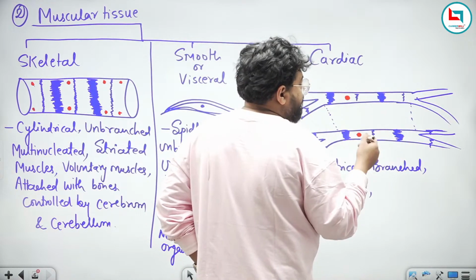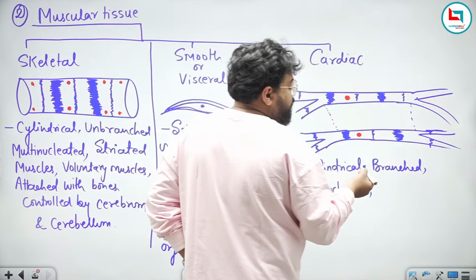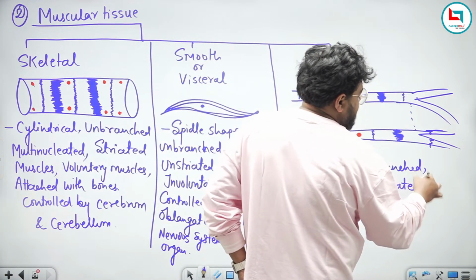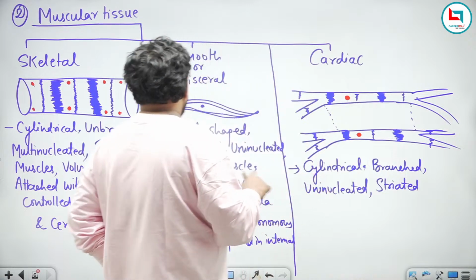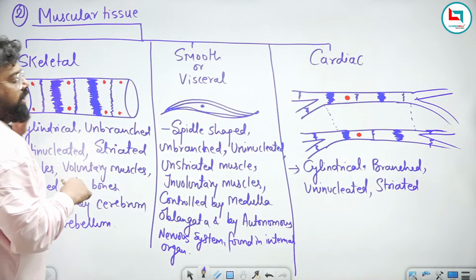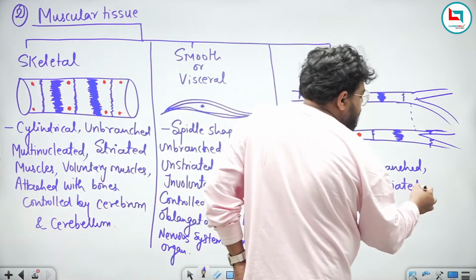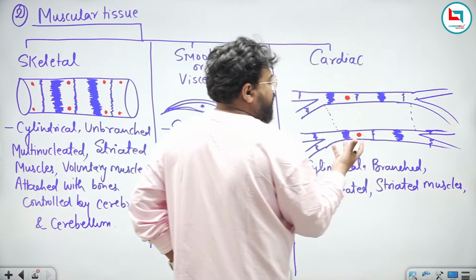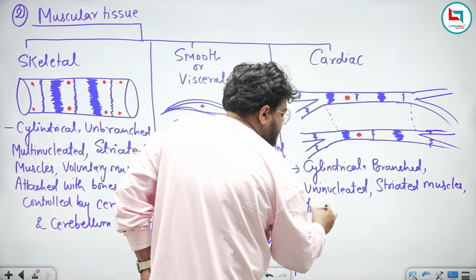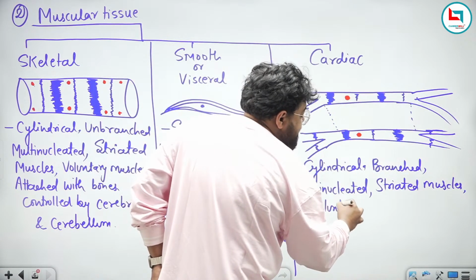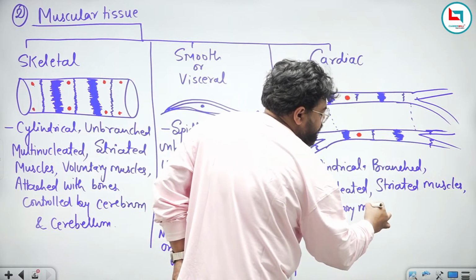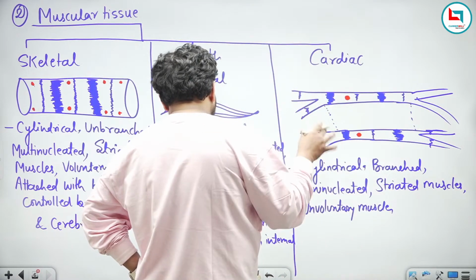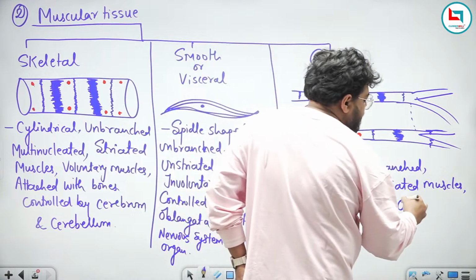muscles and observing them under the microscope. So these are again striated muscles, but these are striated uninucleated muscles. Those were the striated multinucleated muscles. Plus, we cannot control them with our will. So these are again involuntary muscles. And these muscles are only and only found in our heart.